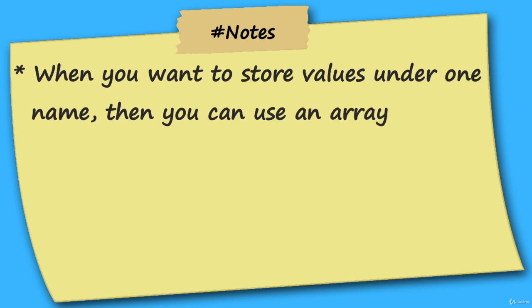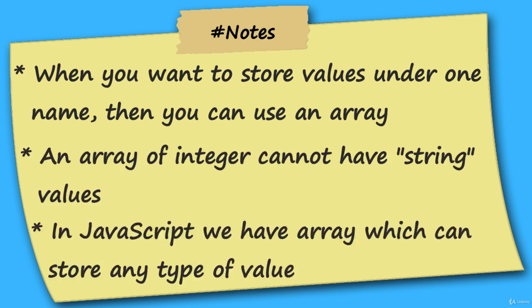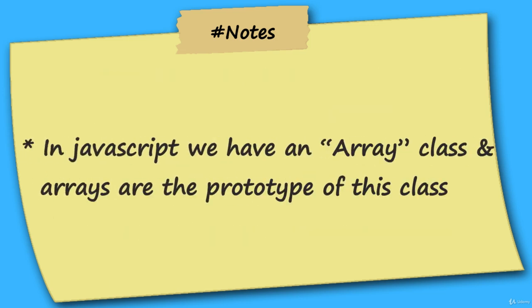When you want to store more values under one name, you can use an array. Array is available in all programming languages. Few languages support only a specific type of array. Let's say an array of integer cannot have a string value. But in JavaScript, we have an array which can store any type of value. In fact, we have an Array class, and arrays are the prototype of this class.